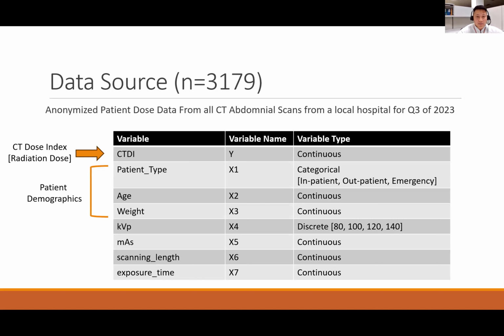These are the demographics that I'm mostly interested in: for example, the patient type. Are they an inpatient, outpatient, or emergency patient? Also their age and their weight. Additionally, we have CT scan parameters that we get from the scanner itself, to improve our model and see if it's helpful in our analysis. The total number of cases from quarter 3 was a little over 3,000 data points.